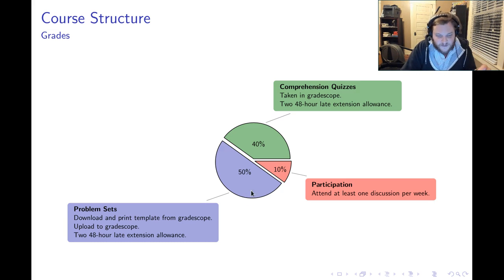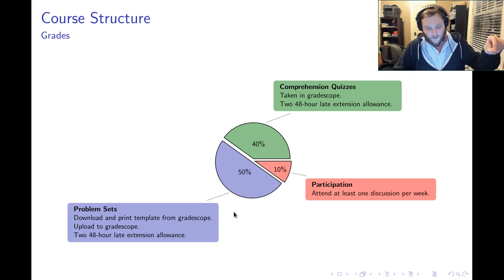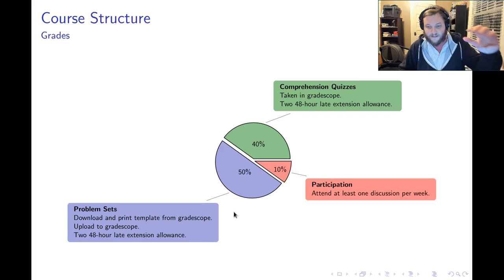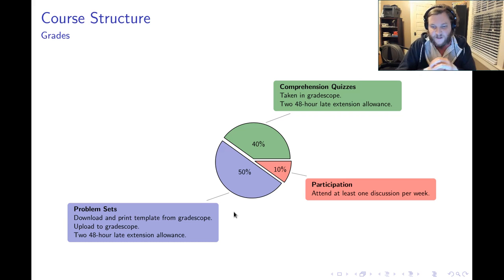The problem sets will count for half of your grade. So that's 50%. And these will be released, like I said, every single Wednesday when the lessons are released. Every lesson that is released will have a problem set. So if on a Wednesday I release 3 lessons, there are 3 problem sets associated with those lessons.